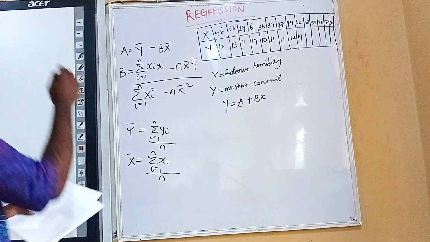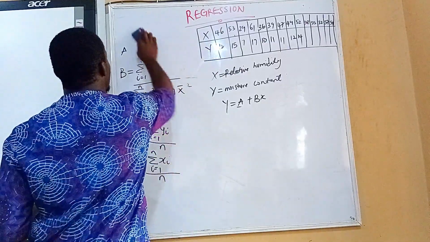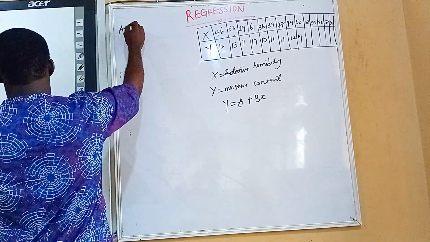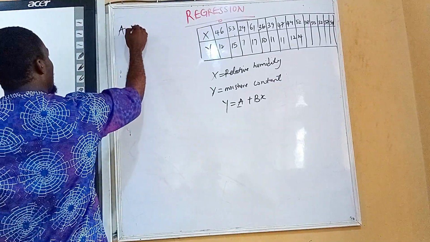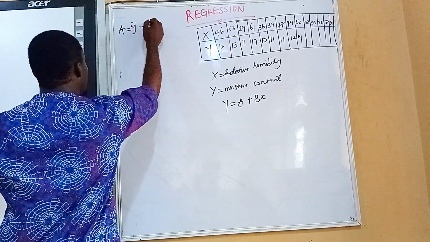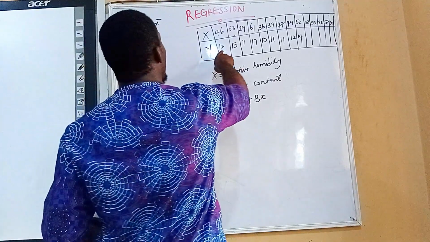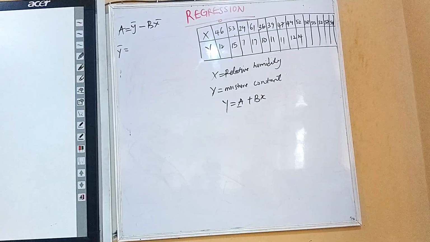So let's find our a. Our a is equal to y bar minus b x bar. So our y bar is that you sum all your y's. You do 12 plus 15 plus 7 plus 17 plus 10 till the end. I didn't complete the material, I didn't complete it.